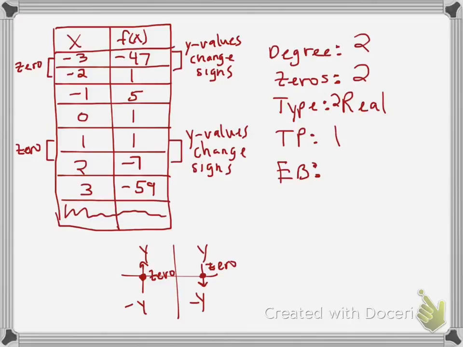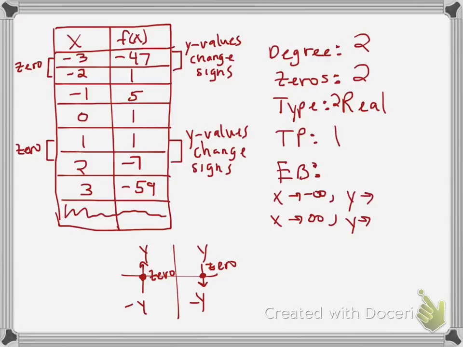And the reason that happens is because imaginaries always come in pairs. All right. Now the one thing that we also want to look at is our end behavior. Since it's even, we do know that our end behavior needs to be going in the same direction. So now what we just need to figure out is, are my y values increasing or decreasing?